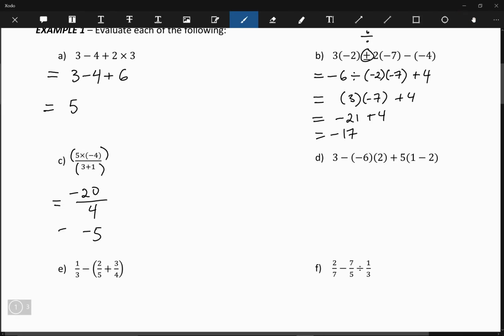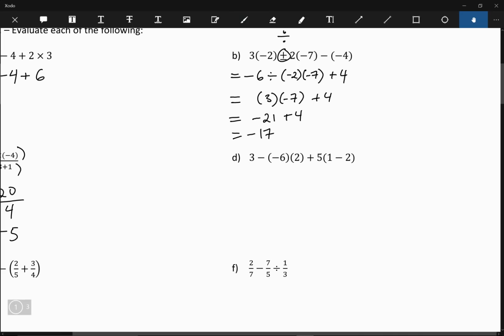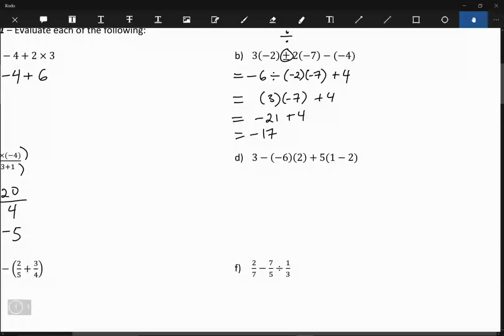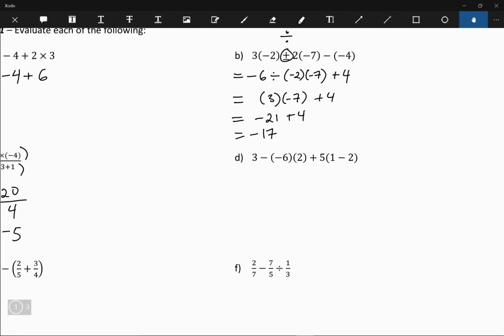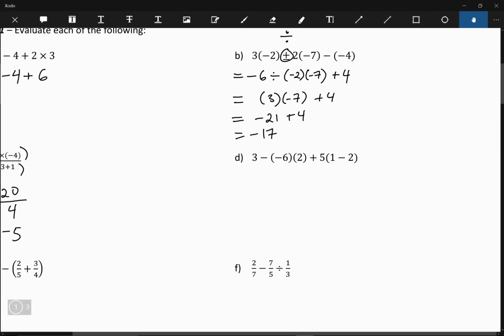The next one, here I have 3 minus -6 times 2 plus 5 times 1 minus 2. Look for the multiplications first. Here I have -6 times 2, which is -12. And then, oh yeah, don't forget, brackets should have been done first. So on this side here, 1 minus 2 is -1. So I have 5 times -1. And let's go on to the next line.